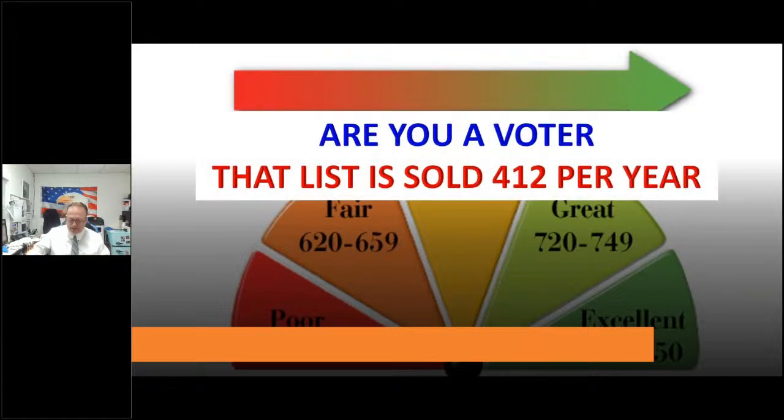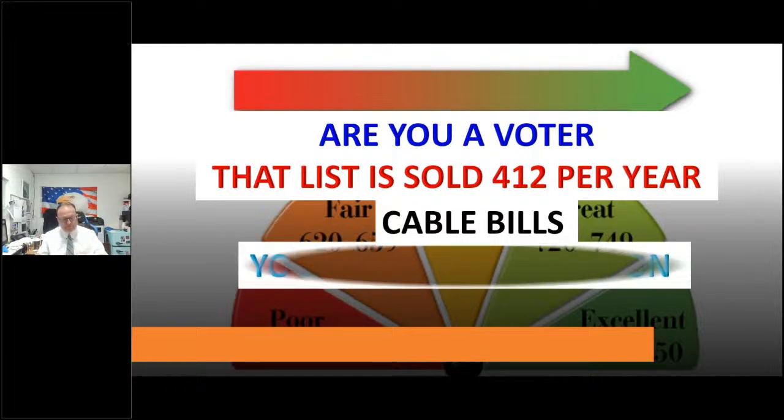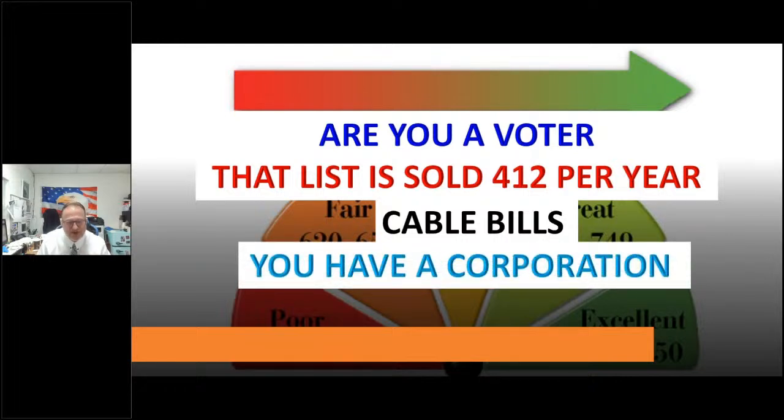See, here's your problem. Because of your lack of knowledge, you keep letting people tell you the wrong information. So I'm a voter. You probably are too, right? They sell that list 412 times a year. You got a cable bill. You have a corporation. Oh, goody for you.